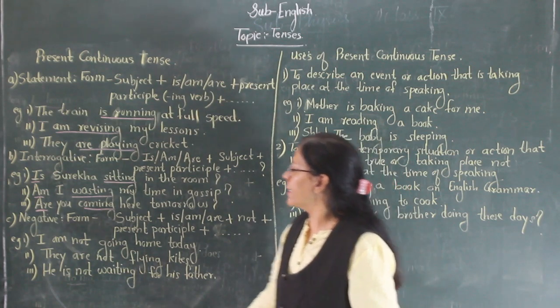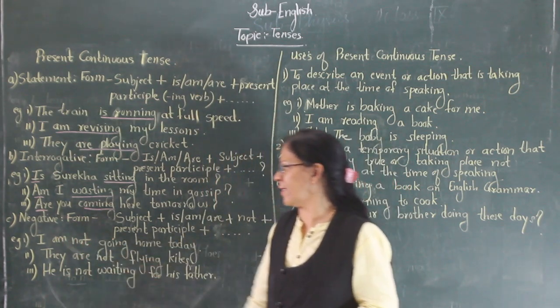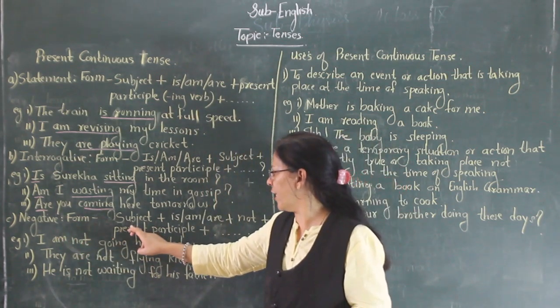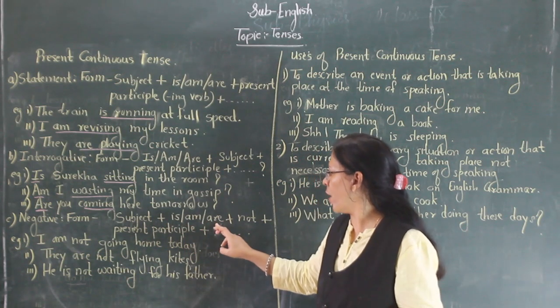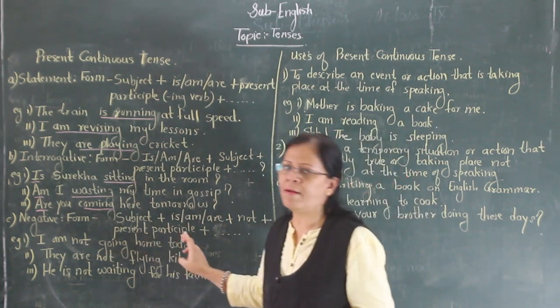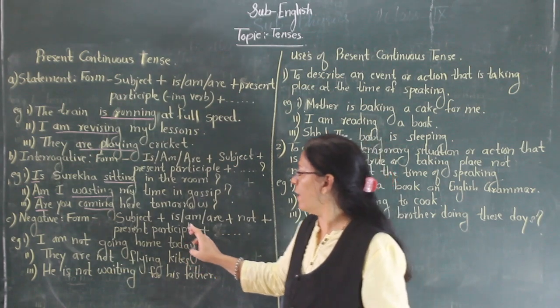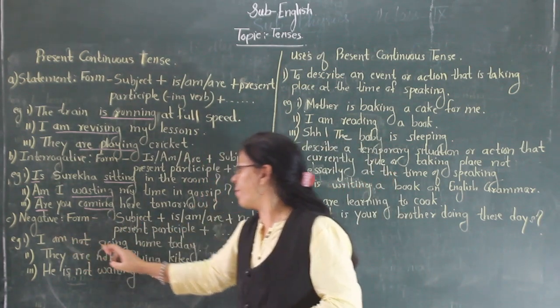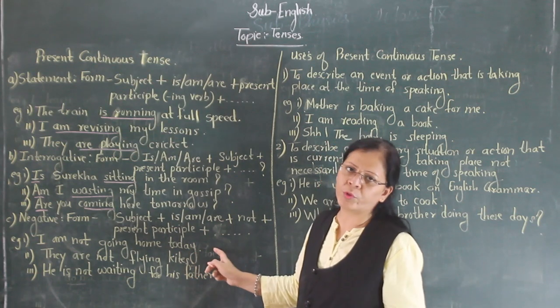Okay. Next, negative sentences. So let's see the form: subject plus is, am or are plus not plus present participle. So, I am not going home today.